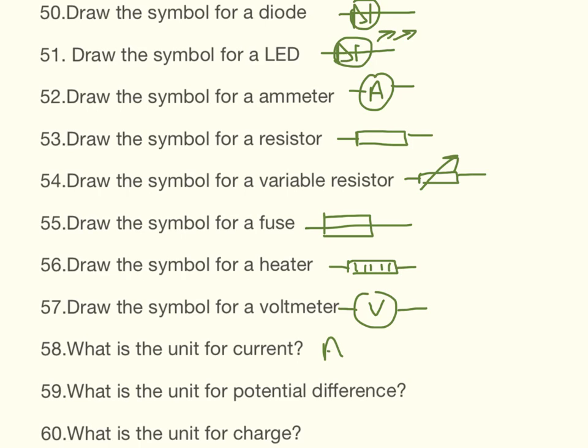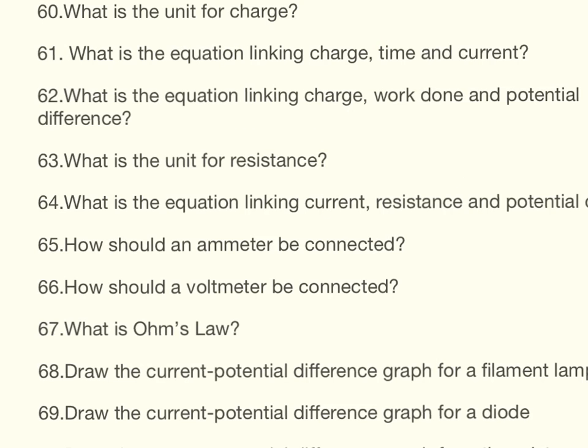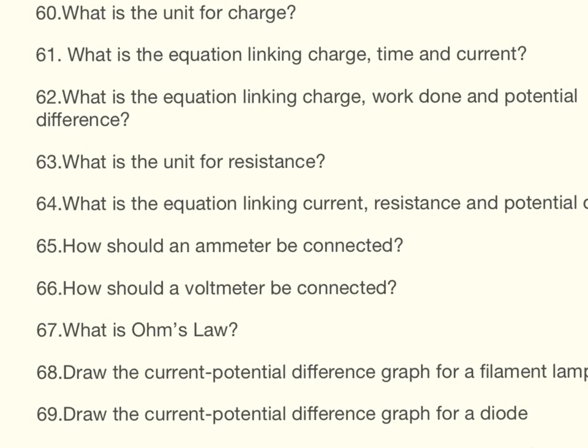Current is measured in amps, potential difference is measured in volts. Nearly halfway through now. So charge is measured in coulombs. The equation linking them is I is Q over T. The equation linking charge, work done, and potential difference is work done over charge.